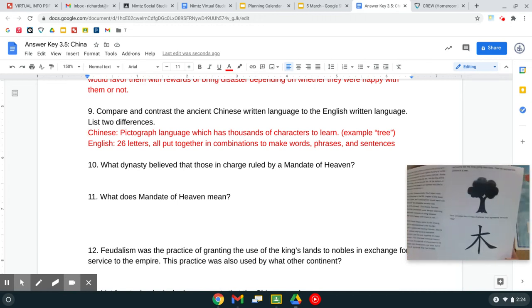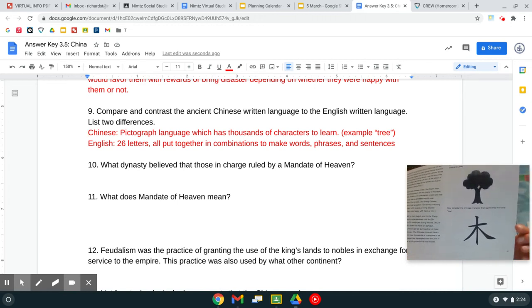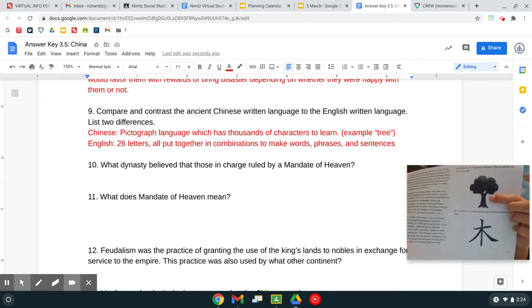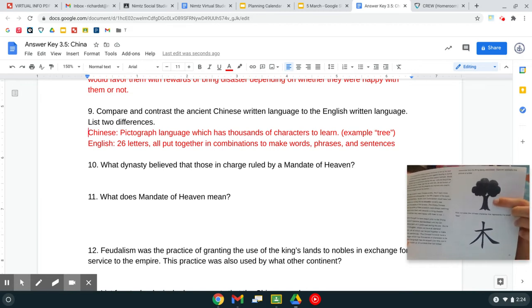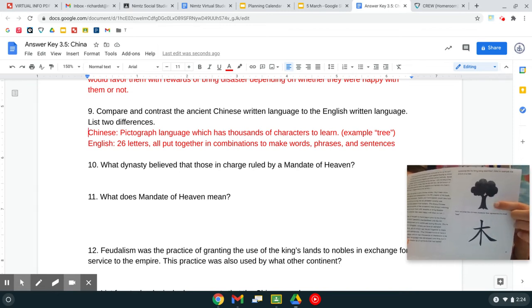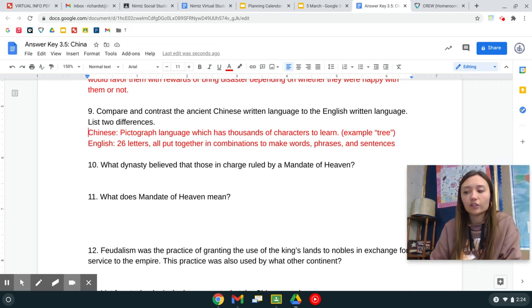So look at this. Here's an example. This character right here means tree, and you can see how it's similar, right? So this is an example of how they had a lot of pictures as their written language. That does get tricky though. You have to memorize a lot.